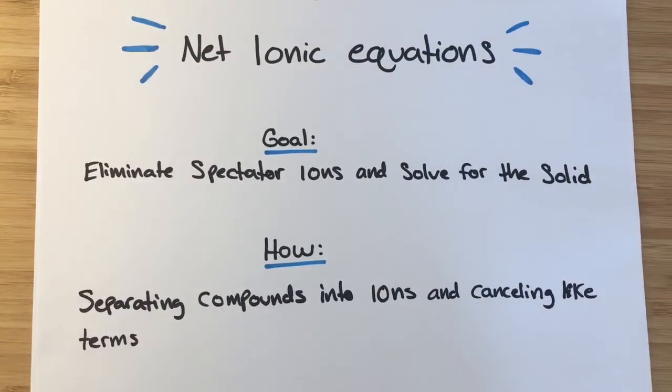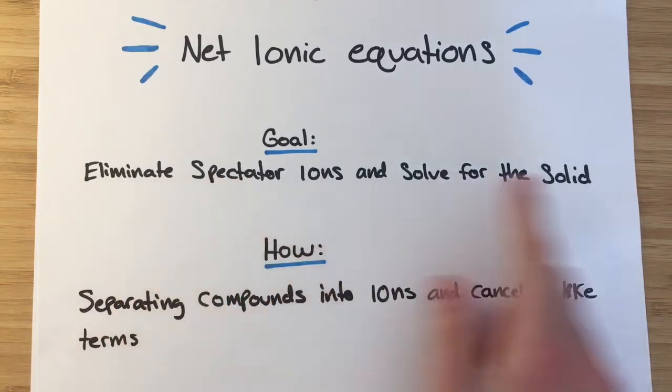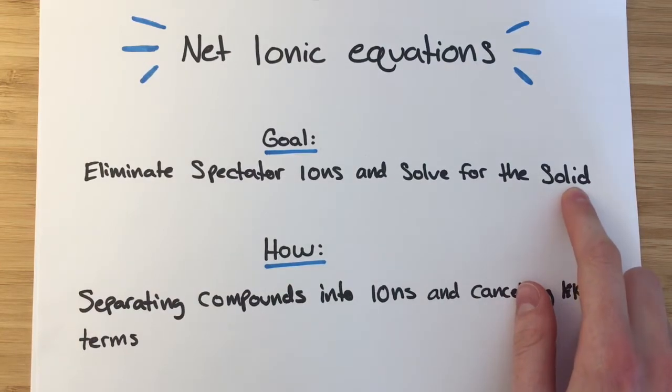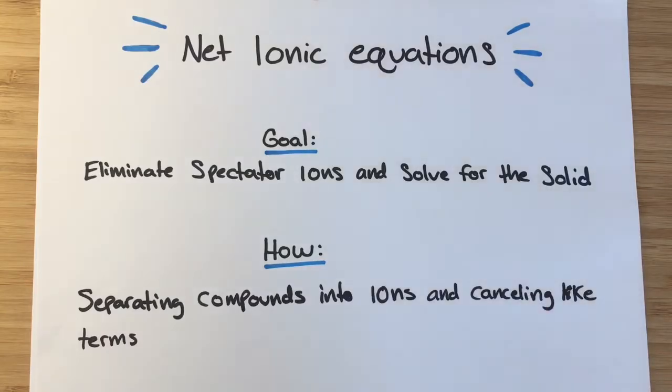Today we're going to talk about net ionic equations. Net ionic equations are just another way of dealing with the chemical equation. The goal is to eliminate spectator ions and to solve for the solid. How do we do that? We do that by separating the compounds into ions and canceling like terms.